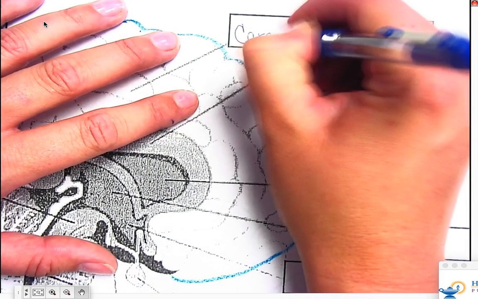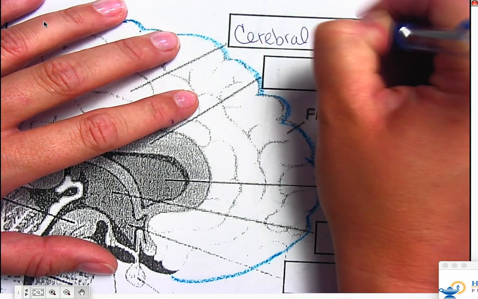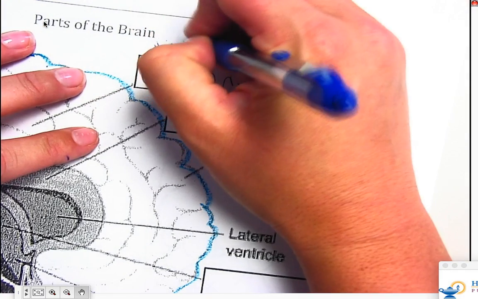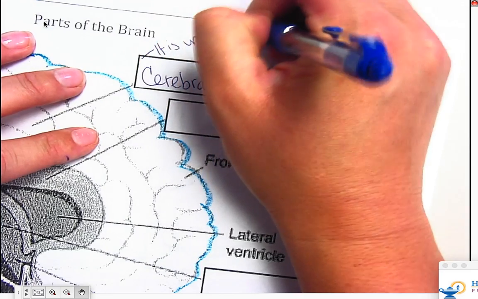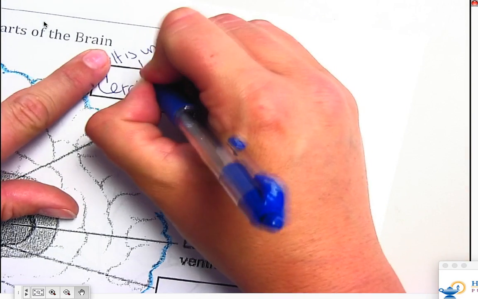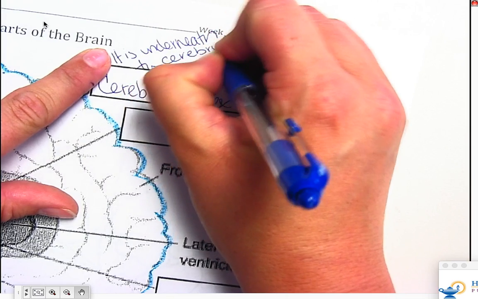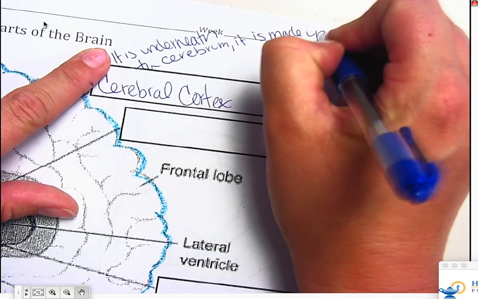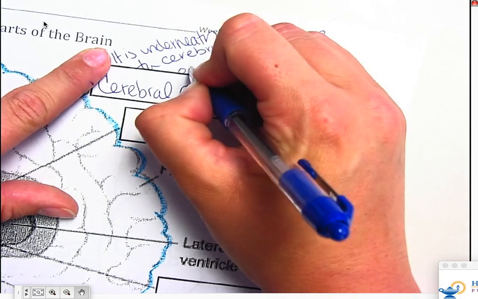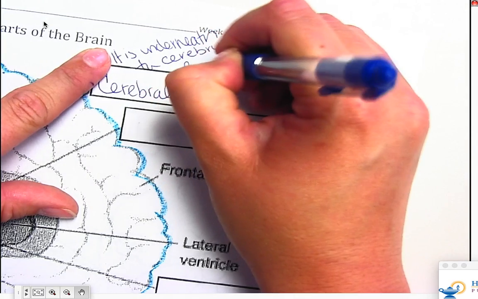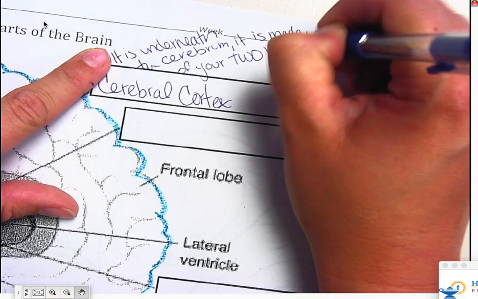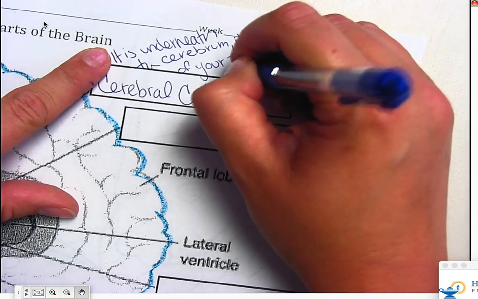Now the next one we're going to do is your cerebral cortex. Now your cerebral cortex, it is underneath the cerebrum. It is made up of your two hemispheres and all of your lobes.